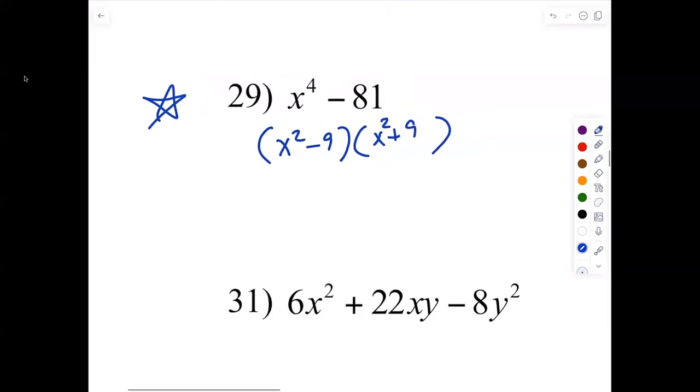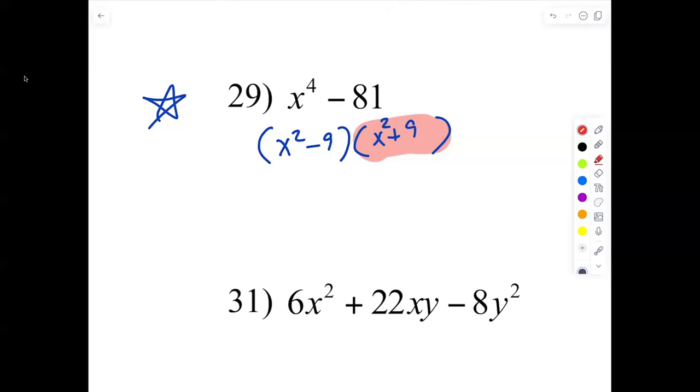Then I need everybody to underline or highlight. Can I factor x squared plus 9? No, there's no way to make plus 9 and have the middle term be 0. Is everybody with me? So the one highlighted red cannot factor. But x squared minus 9, can that factor? Yes.